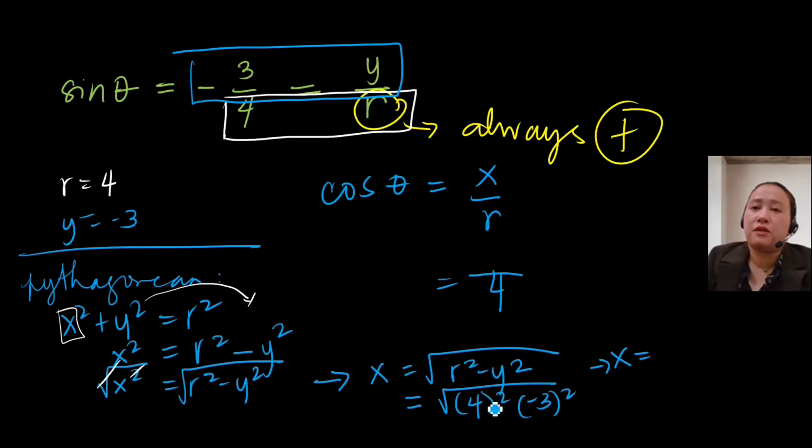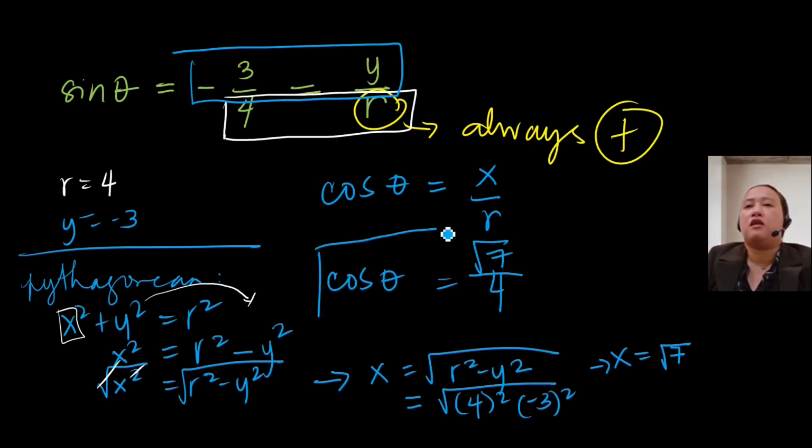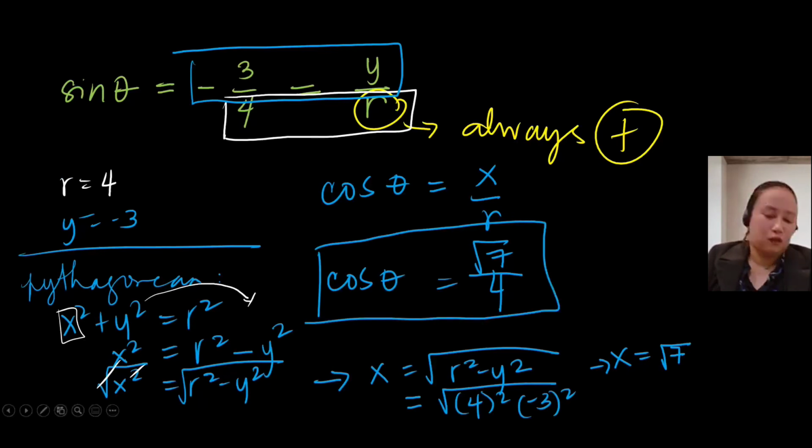square root of 7. So we have here 4 squared is 16. 16 minus 3 squared, so 16 minus 9. So we have here 7, then square root of 7. So x is square root of 7. So we have cosine of theta equals square root of 7 over 4. So that is the answer. Okay.